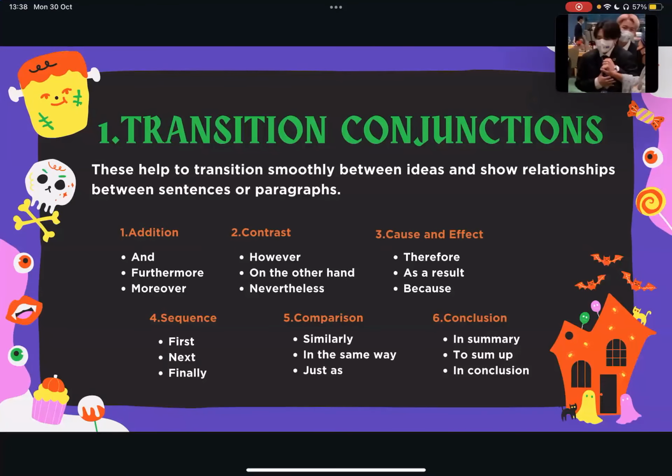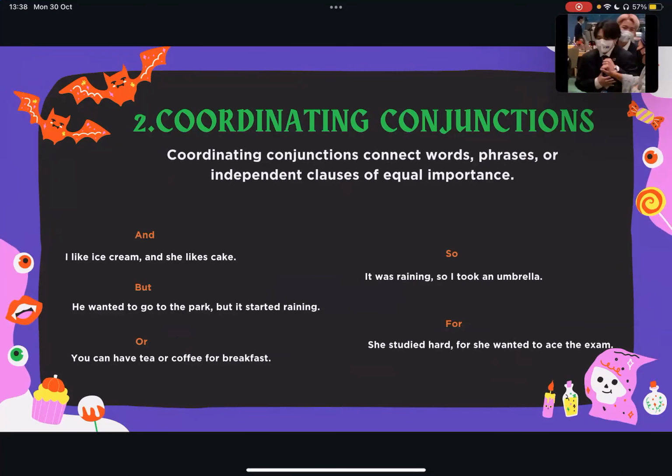And moving on to coordinating conjunctions. Coordinating conjunctions connect words, phrases, or independent clauses of equal importance, allowing you to create compound sentences. They help combine related elements and show how they are connected or coordinated. Here are some examples of coordinating conjunctions along with their usage.